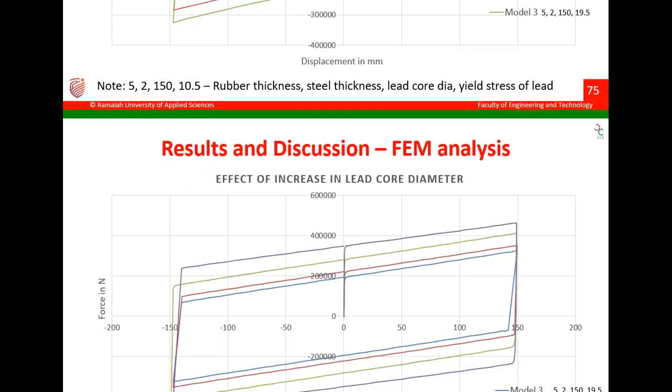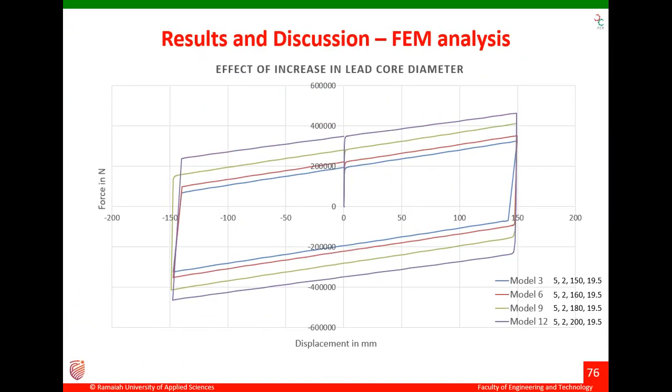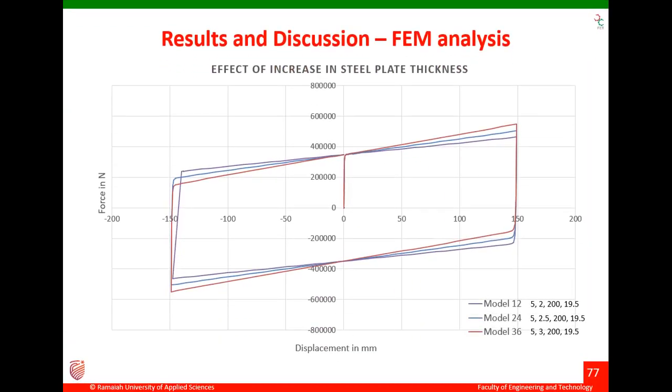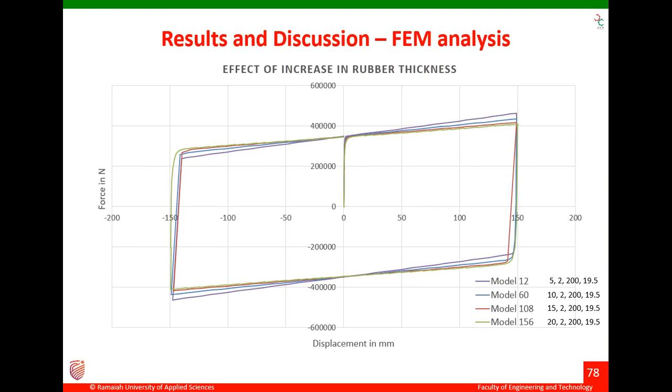So the hysteresis graph of each and every model is obtained, and that load displacement data is also recorded. So these are the results. You can see that the first one represents the thickness of rubber layer, thickness of steel layer, lead core diameter, and the strength of lead.